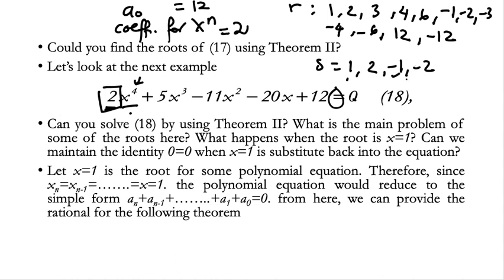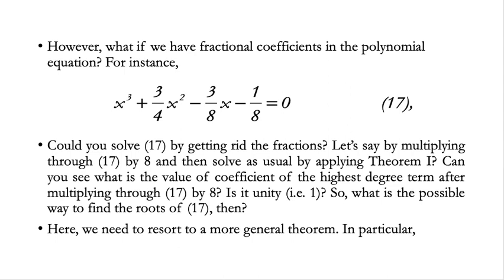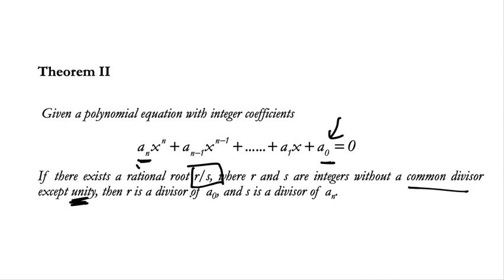Okay, so we have listed down all of the divisors for a naught and also the coefficient for x to the power of n. Now, before I forget, the coefficient for x to the power of n can also be rewritten as a n. Okay. Now, the next thing that we need to find, if we go back to this, is theorem number 2: we need to find rational roots.